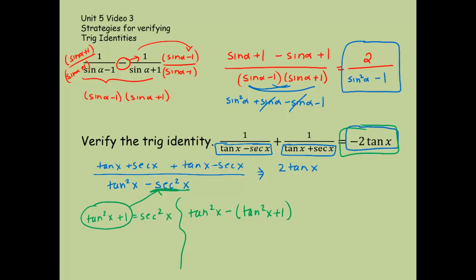If I don't put parentheses around this, then I'll end up with a positive one here, and I don't want a positive one. So I get tangent squared of x minus tangent squared of x minus 1 when I distribute, which leaves me with exactly what I want, a divide by negative 1. And I get negative 2 tangent of x. Put the box around it, put my check mark, because I was able to verify this trig identity.